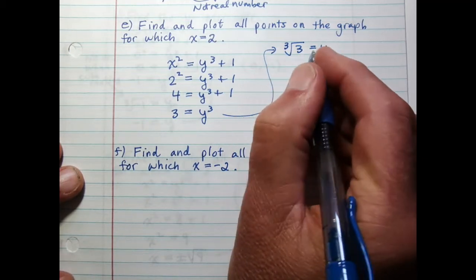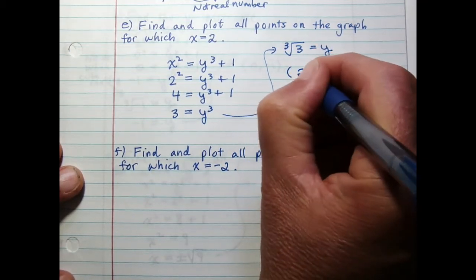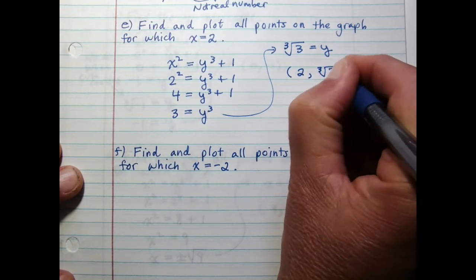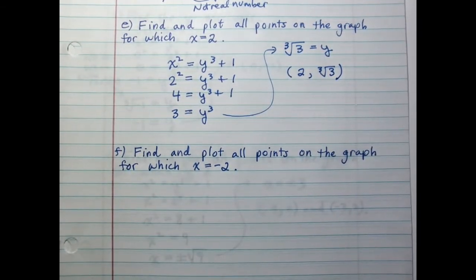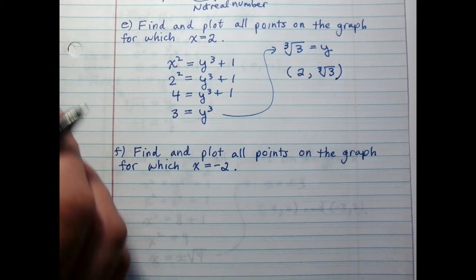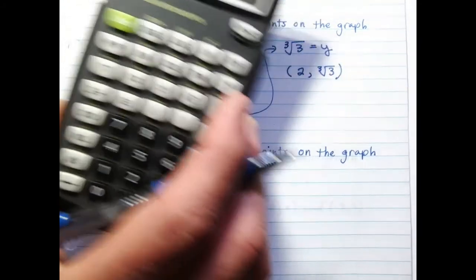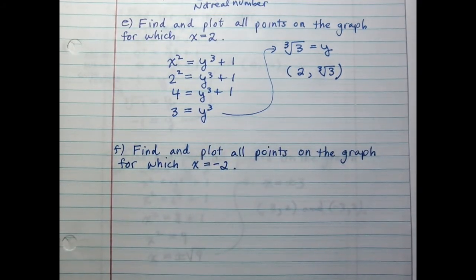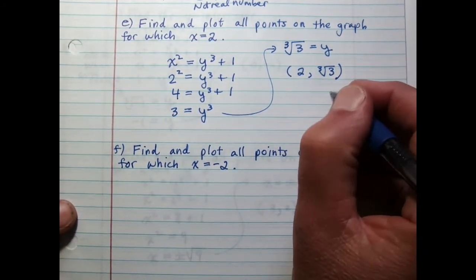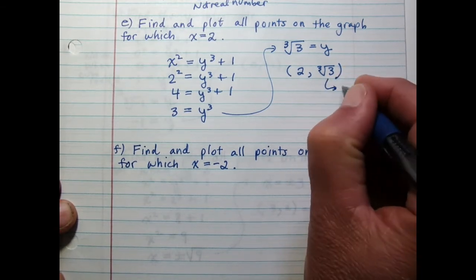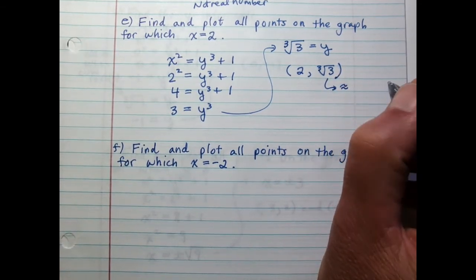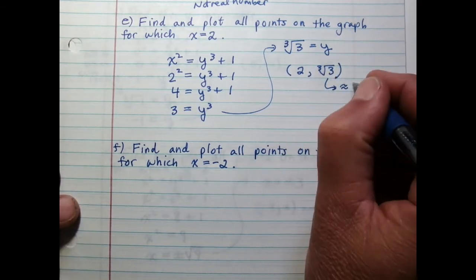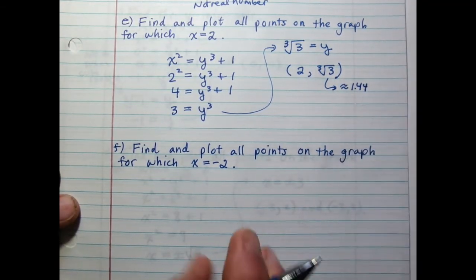Now that doesn't simplify algebraically. I could just say I have the point 2 comma the cube root of 3, but that doesn't exactly tell me where to plot that point, right? So you want to make sure you know on some sort of scientific calculator how to calculate cube roots. Let me know if you don't know how to do this, because for plotting here, we need to figure out that the cube root of 3 is about 1.44.